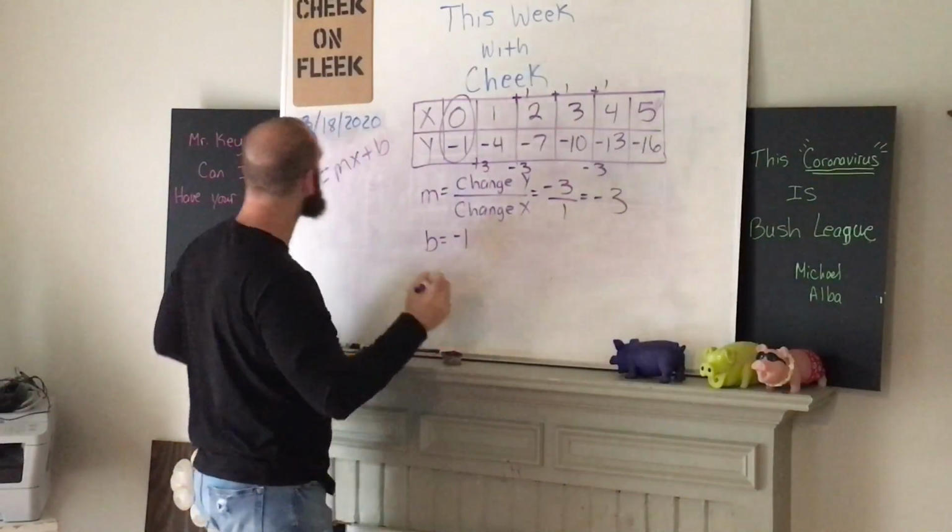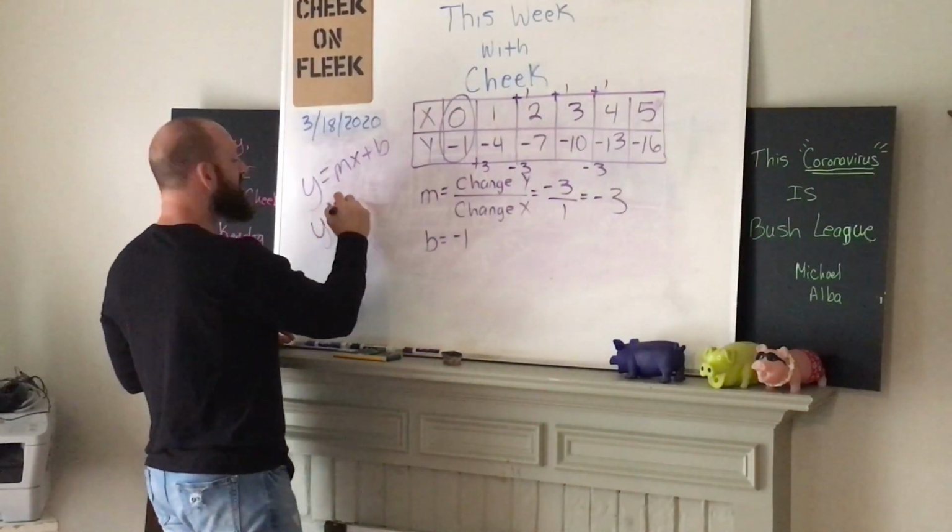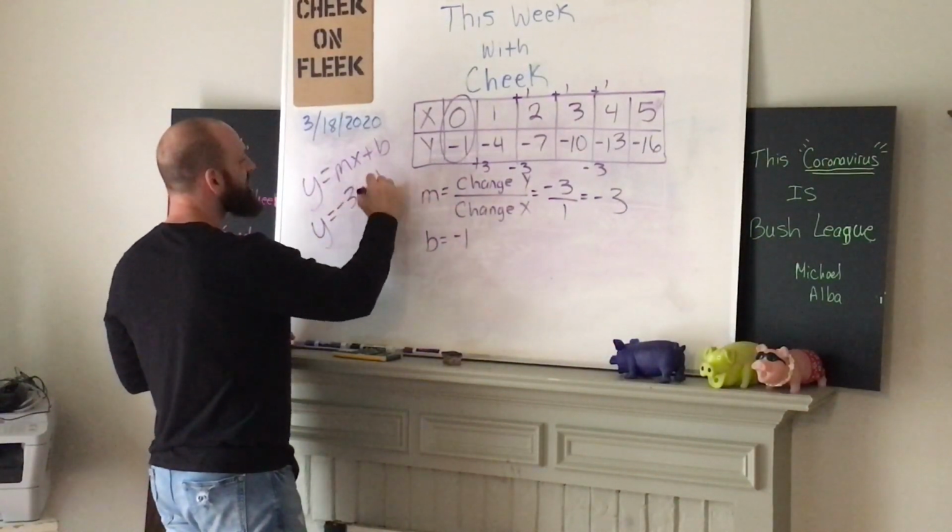Our equation in slope-intercept form: y equals negative 3x minus 1.